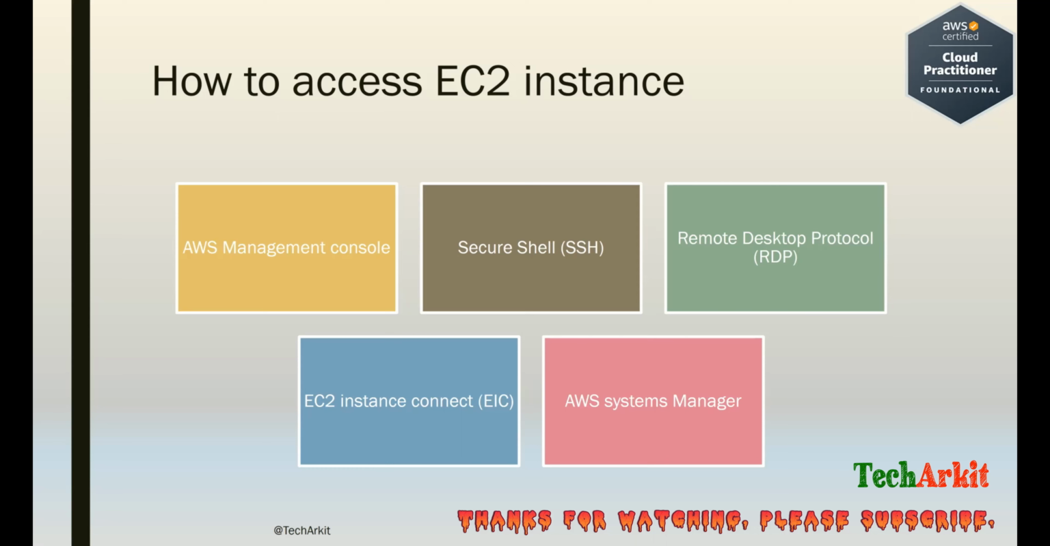If it is a Linux machine, you have to use SSH. If it is a Windows machine, you use the Remote Desktop Protocol, RDP. There is also EC2 Instance Connect, EIC, a console access where you can access any instance, Linux or Windows. You can also access the EC2 instance from AWS Systems Manager.